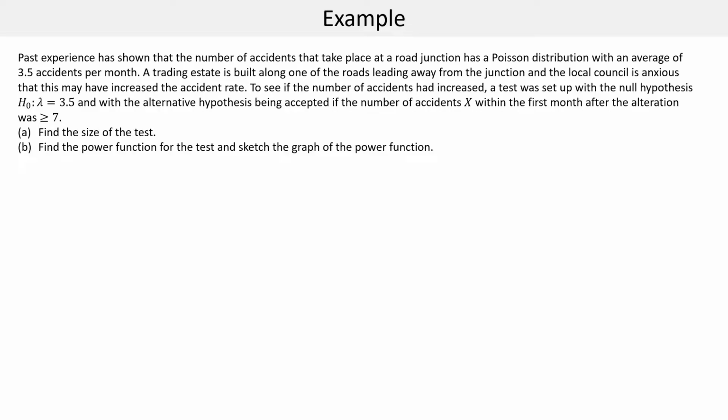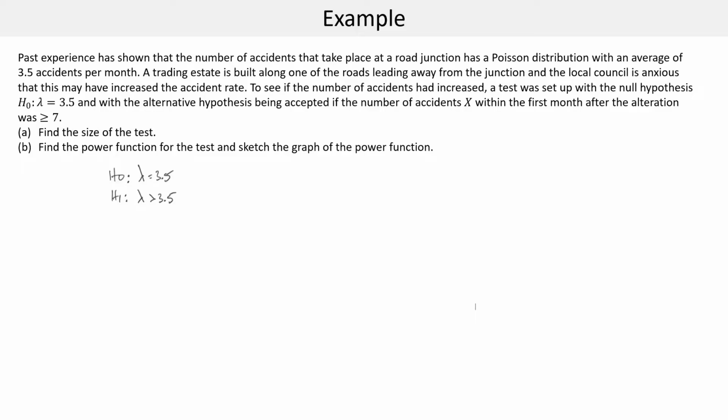It's a lot of information, but to sum it up, we have a parameter for the Poisson distribution of 3.5 per month. We have a critical region where x is greater than or equal to 7. We need to calculate the size of the test, and we're going to generate a power function. They've given us the null hypothesis, and the alternate hypothesis we can tell is going to be that lambda is greater than 3.5. Critical region: x is greater than or equal to 7.